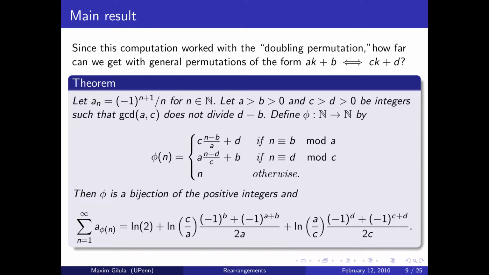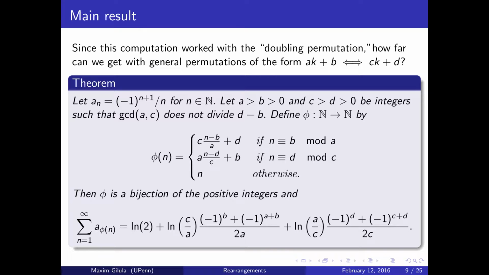So the right generalization, I think, of what we did is taking something that's B mod A and sending it to something D mod C. So let's see if we can compute these.